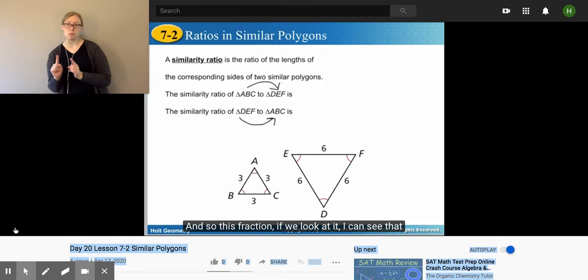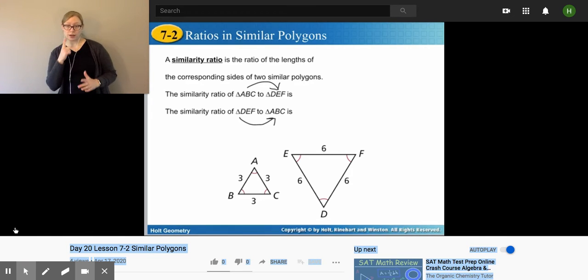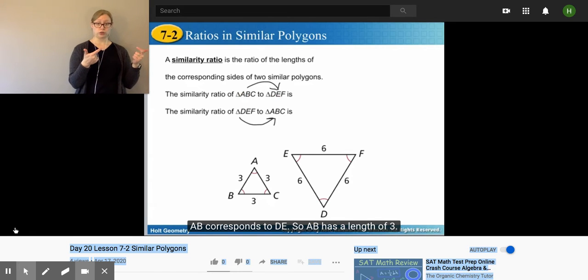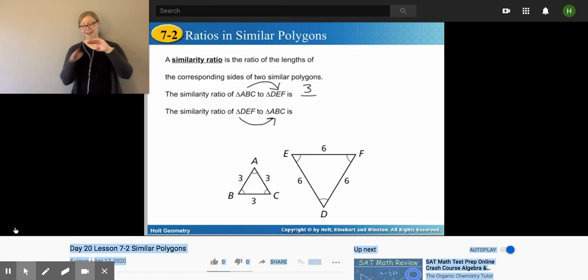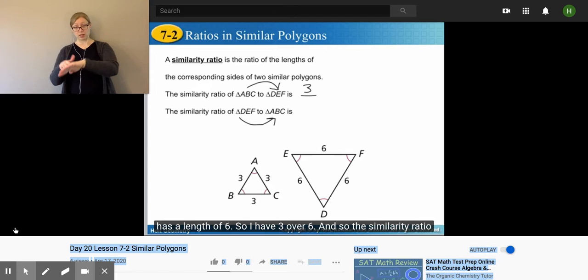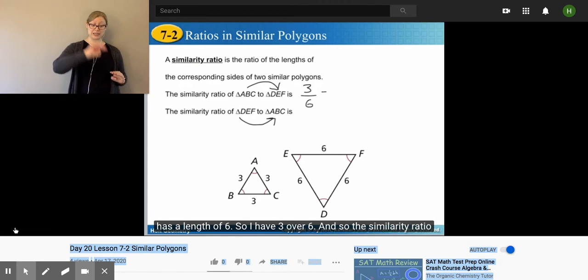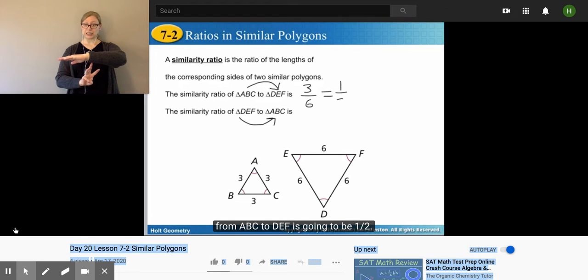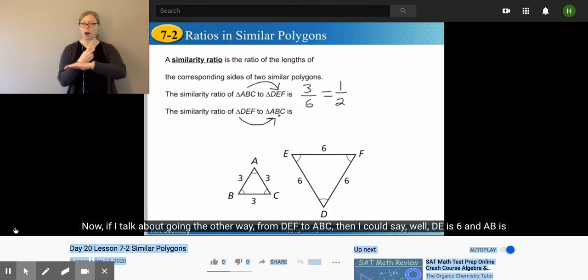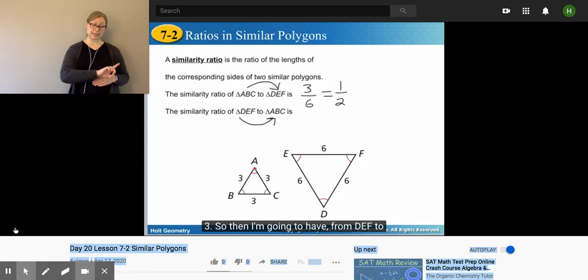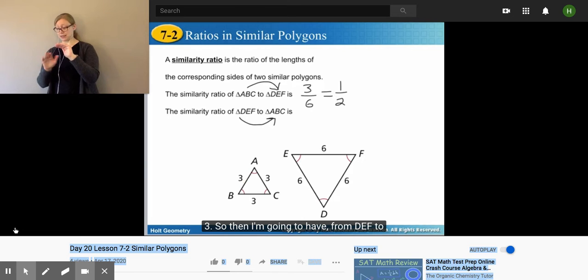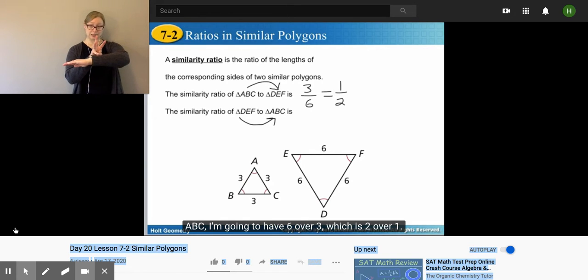And so this fraction, if we look at it, I can see that AB corresponds to DE. So AB has a length of 3, and DE has a length of 6. So I have 3 over 6. And so the similarity ratio from ABC to DEF is going to be 1/2. Now, if I talk about going the other way from DEF to ABC, then I could say DE is 6 and AB is 3. So from DEF to ABC, I'm going to have 6 over 3, which is 2 over 1.